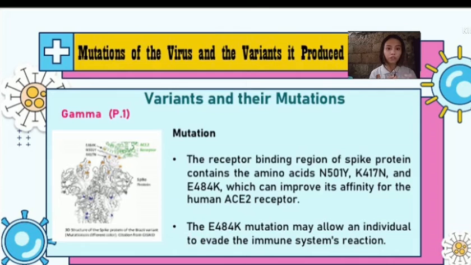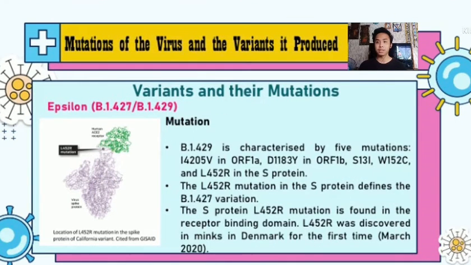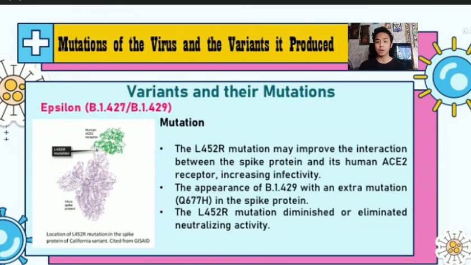with its corresponding different mutations. The Epsilon variant was first detected in California, USA, and has two distinct lineages, B.1.427 and B.1.429. The lineage B.1.429 is characterized by 5 mutations: I4205V in ORF1a, D1183Y in ORF1b, S13I, W152C, and L452R in the S protein. The L452R mutation in the S protein defines the B.1.427 variation. The L452R mutation may improve interaction between the spike protein and its human ACE2 receptor, increasing its infectivity.